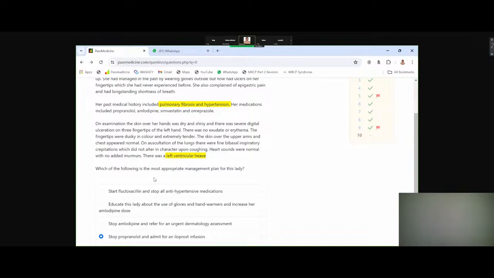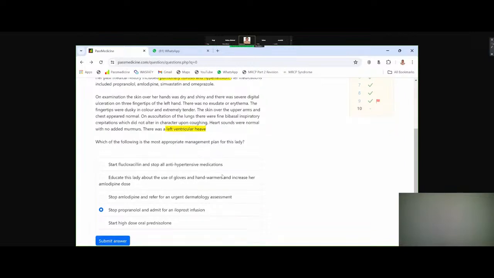Which of the following is the most appropriate management plan for this lady? So I think we will stop the propranolol and admit for iloprost infusion in this patient. Propranolol, I think, is problematic in these patients, isn't it? They aggravate the Raynaud's phenomenon. Iloprost will work, I think. Yeah, iloprost is good. Stop amlodipine, refer for urgent.